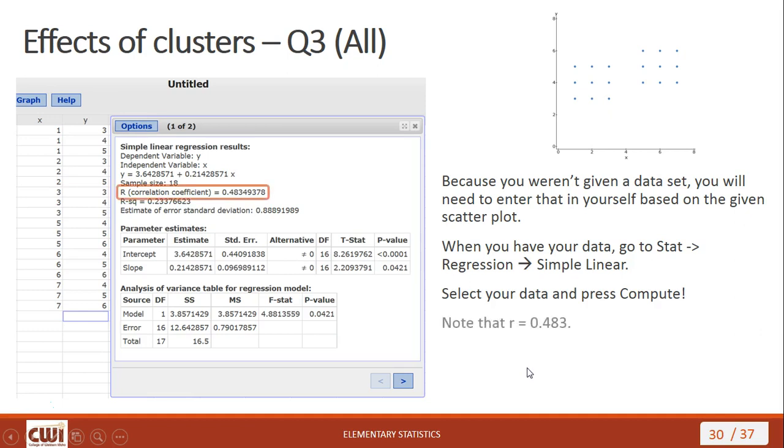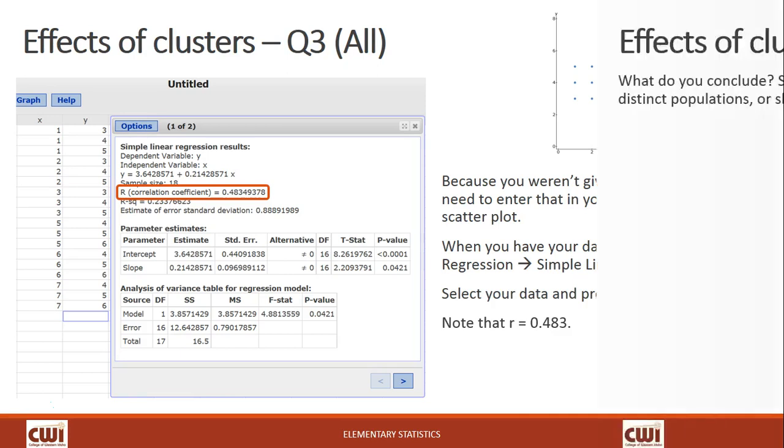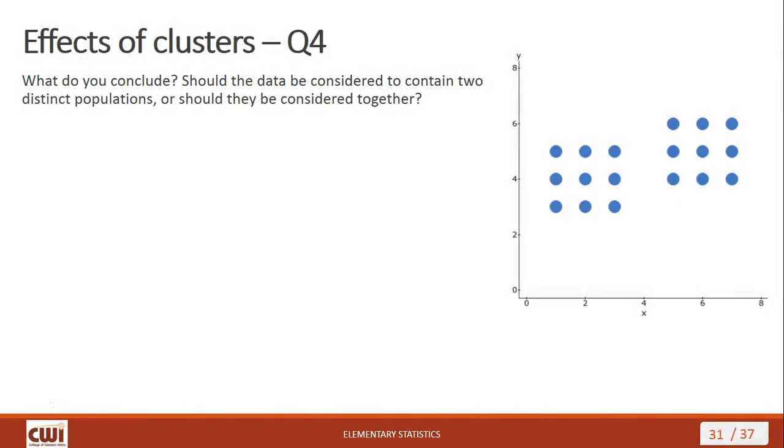Then in the results window, I find I have a linear correlation coefficient of 0.483. Much better than 0. So we've got a moderate amount of linear correlation here. It's not great, but it's not insignificant either. What do we conclude? Should the data be considered to contain 2 distinct populations, or should they be considered together? Well, considered separately, we had R values of 0. Considered together, we had a linear correlation of 0.483.